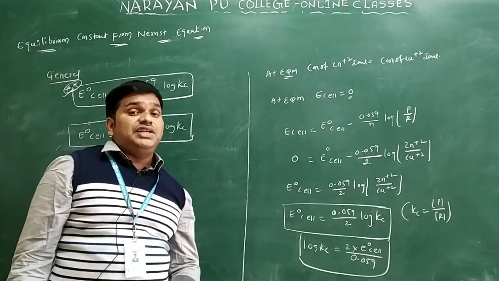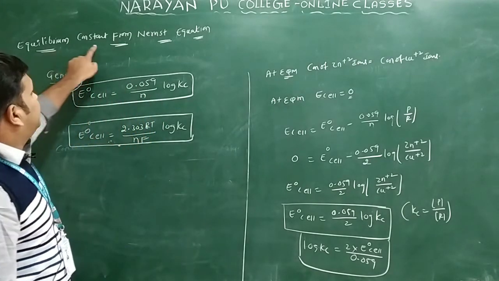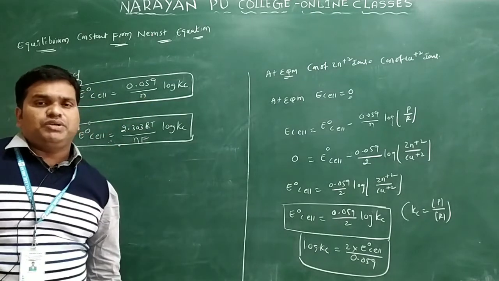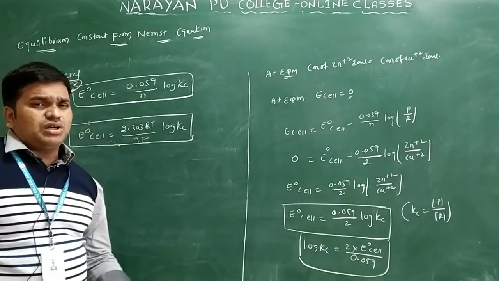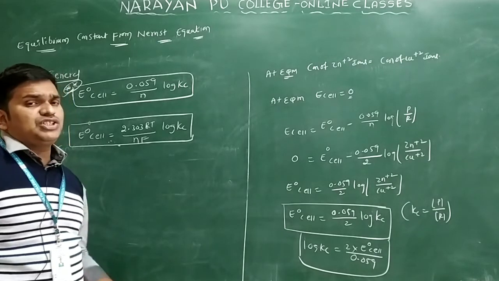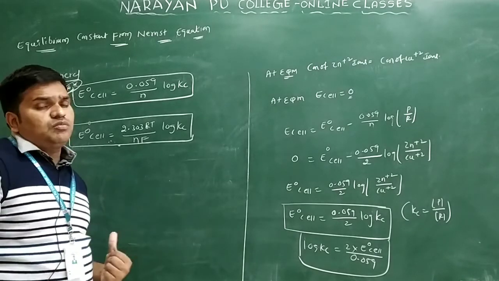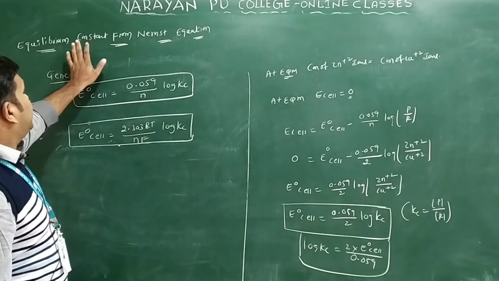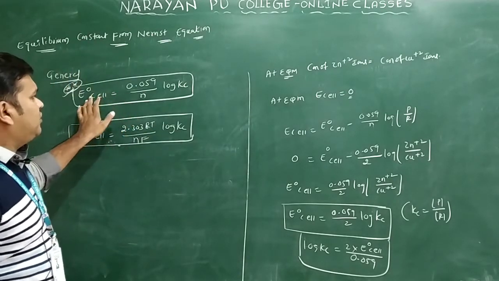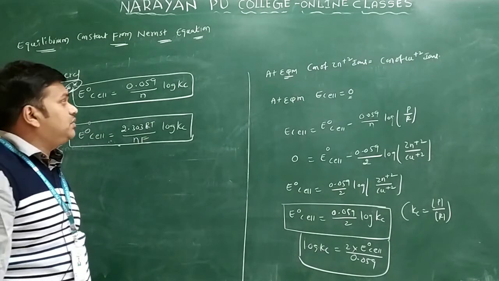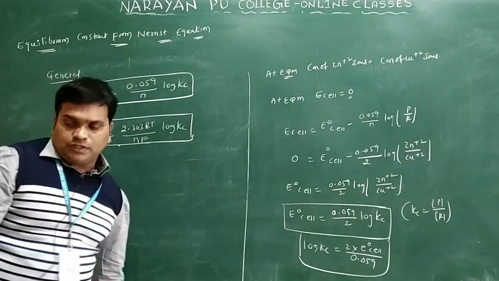This is the relation between the equilibrium constant and the cell potential, from the Nernst equation only. So sometimes there are questions related to the calculation of equilibrium constant values. We'll solve some of the questions on this: the equilibrium constant, that is, E naught cell is equal to 0.059 by n into log Kc.